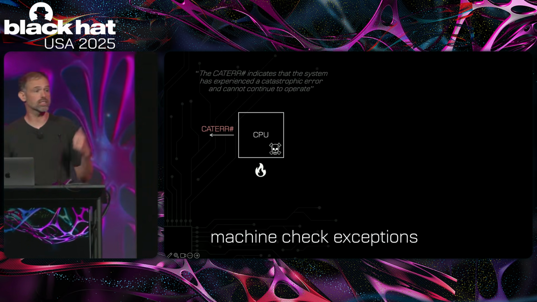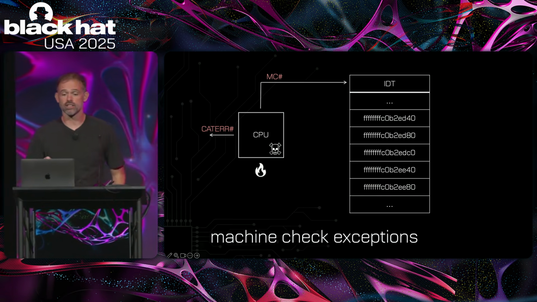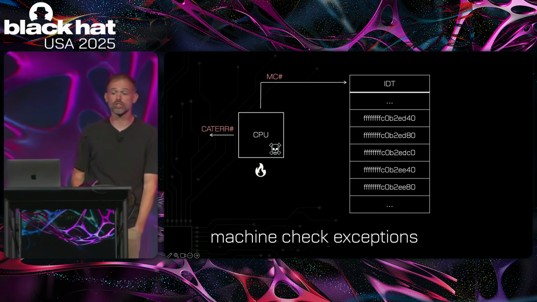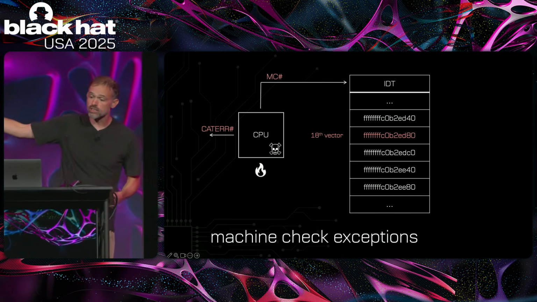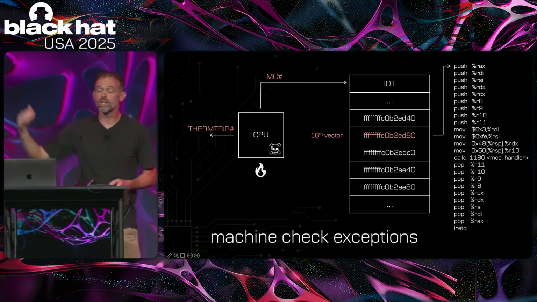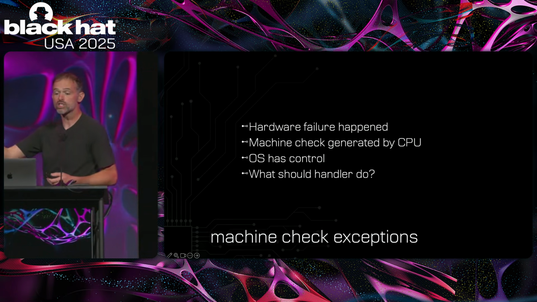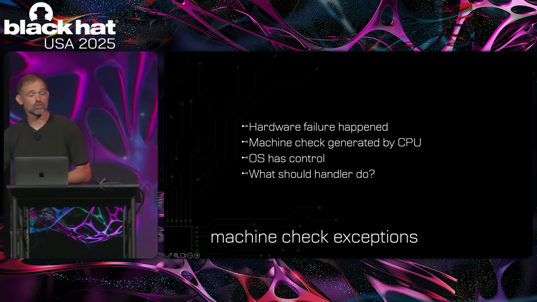And so the CPU is going to assert a pin maybe called catastrophic error, and then it's going to assert a machine check signal. The machine check signal goes over to the interrupt descriptor table and looks for the 18th entry in that table to figure out how to handle this exception. It's then going to run the code that that entry points to, to try to handle the machine check exception. So we've got a hardware failure, we've got the machine check, and now the operating system has control with that handler.